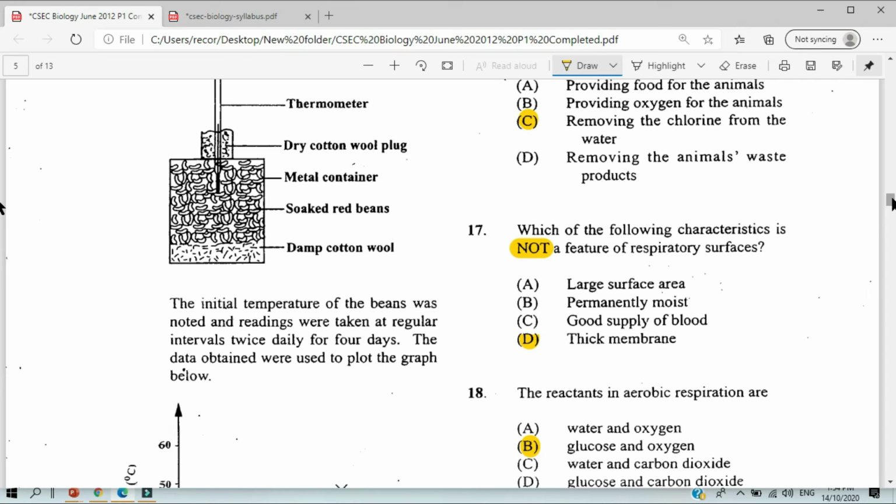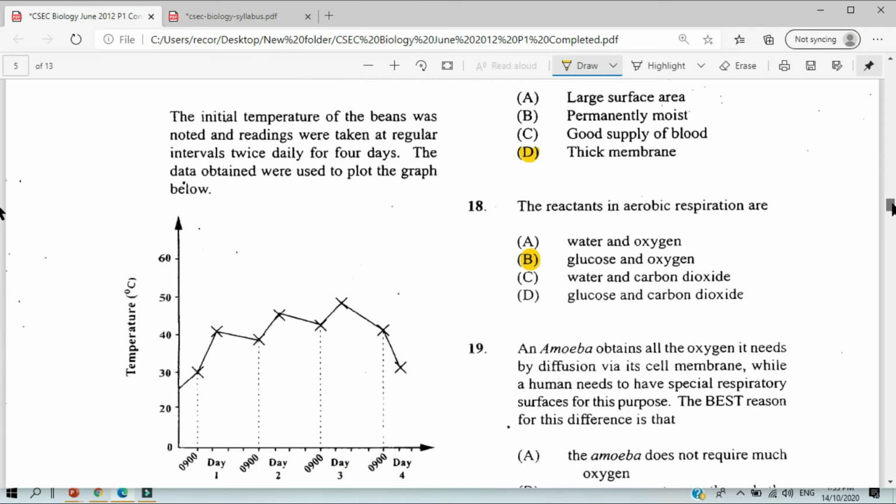Question number 18. The reactants of aerobic respiration are. So most times, as far as I know, the reactants are going to be on the left. So we're going to be reacting glucose with oxygen. The condition there is the enzyme pretty much in the mitochondria. We're going to be producing some energy, carbon dioxide, and of course water. So we chose B to be the answer for question number 18.